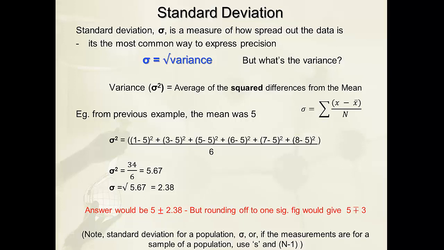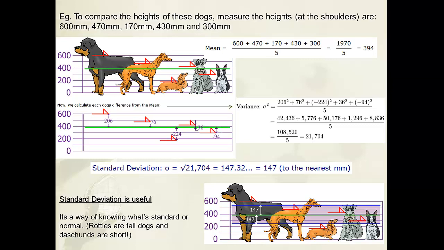We can round off to one significant figure. Why are we rounding off to one significant figure? Look at those values. We've just got one significant figure in each of our measurements. Our measurements originally were 1, 3, 5, 6, 7, 8. So we've got no decimal places there. We've only got one significant figure in each of those measurements. Let's round off to one significant figure, so we get 5 plus or minus 3.